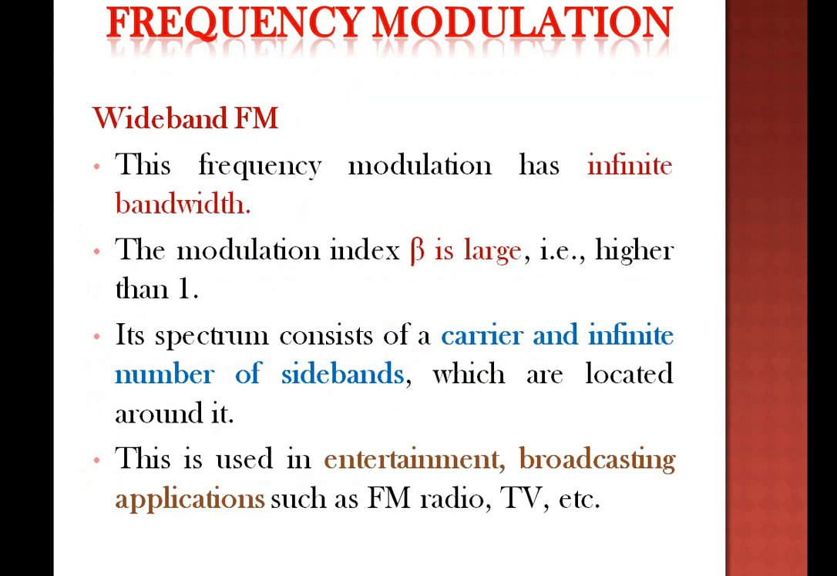Right? Now see wide band frequency modulation. What is wide band frequency modulation? Here the modulation index beta is greater than 1. Wide bandwidth in the sense that it has infinite bandwidth, and the spectrum consists of the carrier signal plus an infinite number of sidebands. What we said for narrow band frequency modulation is that it has carrier, upper sideband and lower sideband, and beta value is less than 1.